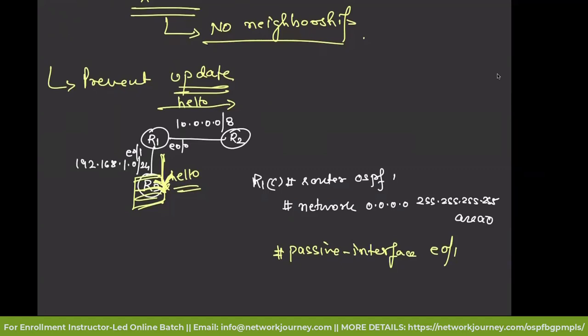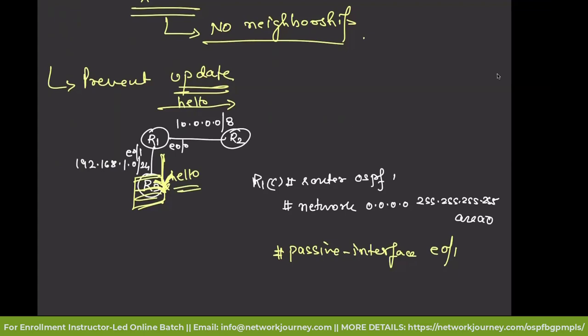Instead of that, can't we just put in network 10.10.10.0? Yes, that is what the thing is. If we put 10.10.10.0, then again, it's going to have the same effect. So to be really frank with you, I do not even understand why they make this passive interface here.